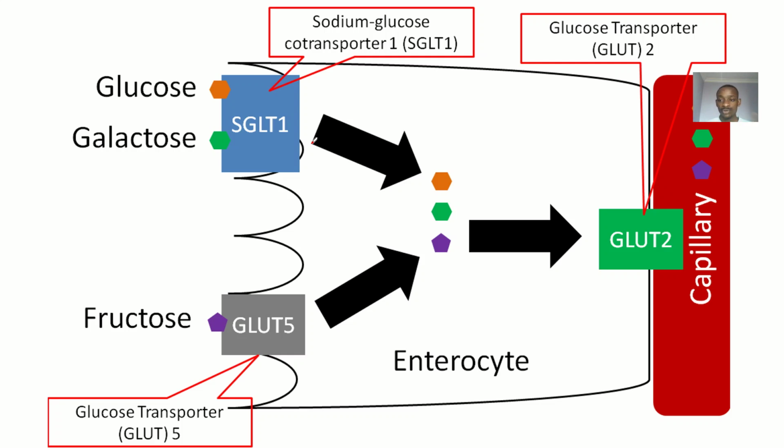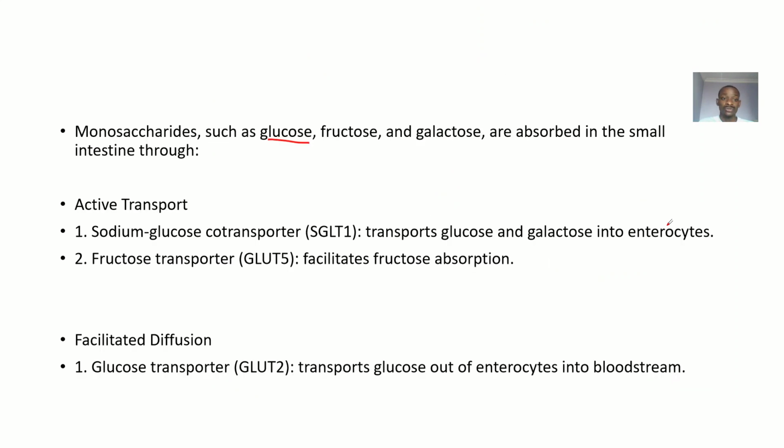So I want you guys to note something. I want you to know the SGLT1. I want you to know the GLUT5. I want you to know the GLUT2. All right. So SGLT is what? Sodium glucose cotransporter. So these are the things that actually aid the absorption of monosaccharides in the body. You don't have to worry, because we'll get to talk about it in depth.